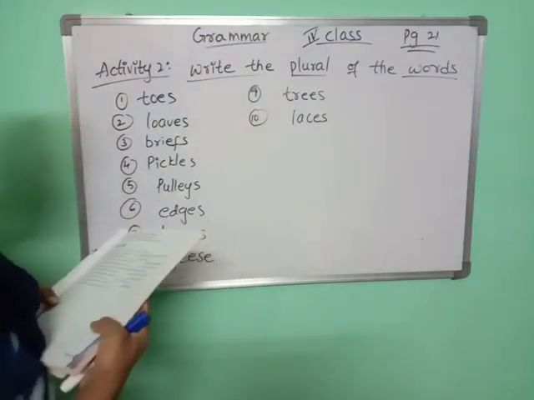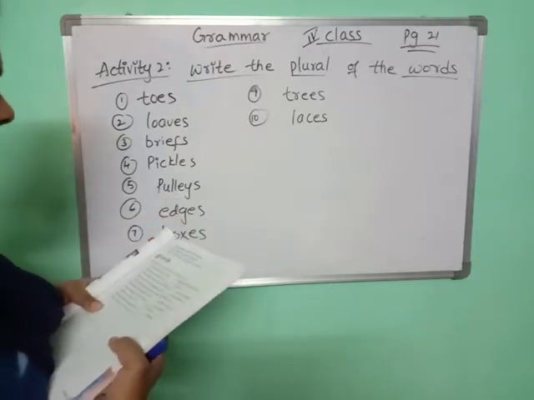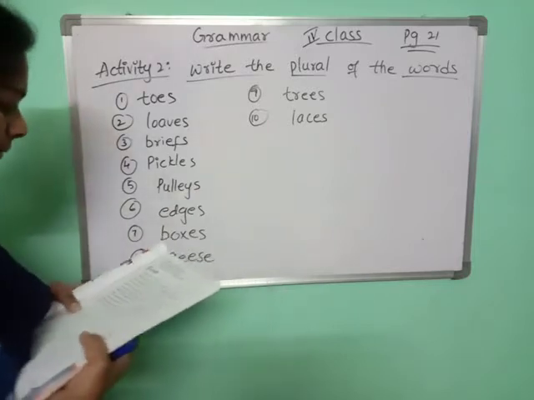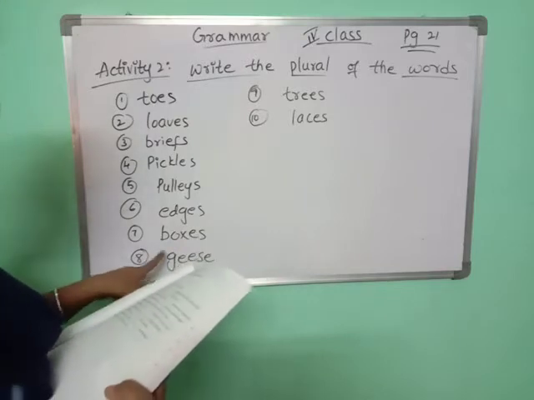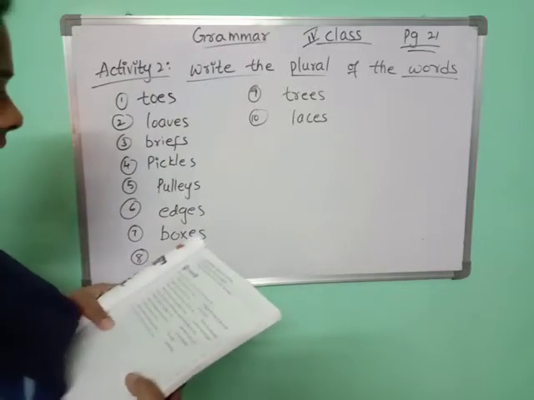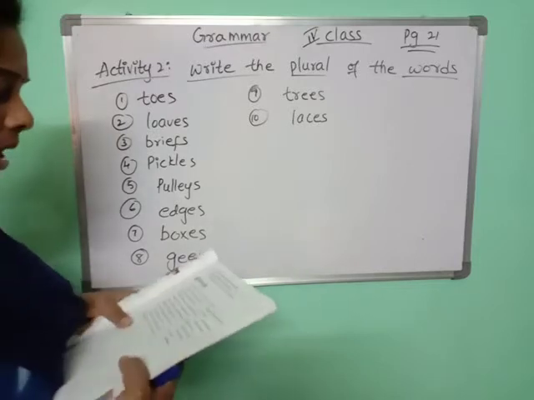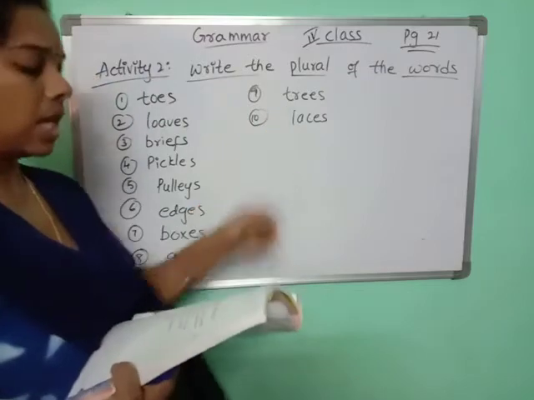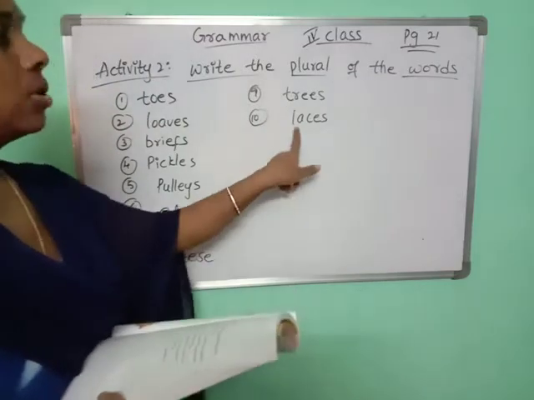Does your physics experiment require one pulley or two pulleys? Would you like one edge or two edges exposed to the sun? Are you shipping one box or two boxes to your family? Is there one goose or two geese, G-E-E-S-E, geese, in the pond? Did you climb up one tree or two trees yesterday? Did you have to tie up one lace or two laces?